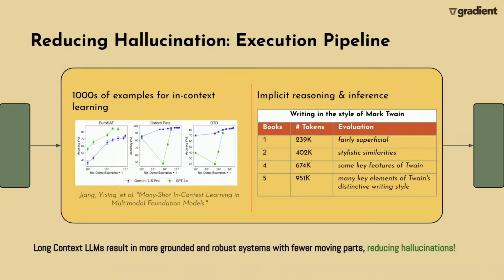So the punchline is that long context language models give you more grounded and robust systems, and there's fewer moving parts. Much more is contained in the language model, which is the thing that we all care about, and that in turn reduces hallucinations.